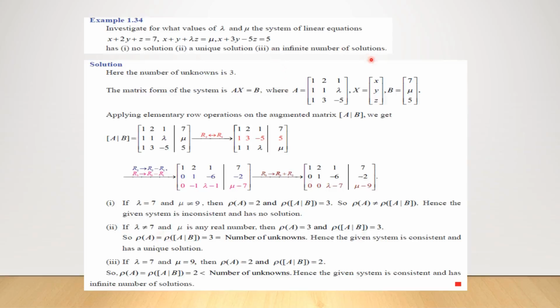For an infinite number of solutions, here all the values become 0 to get the rank as 2. That is, lambda minus 7 equal to 0 means lambda equal to 7, and mu minus 9 equal to 0 means mu is equal to 9. At that time the rank of A is 2 and the rank of A comma B is also 2. Here there are 3 unknown variables, so the rank is less than the number of unknowns. Hence the system is consistent and has an infinite number of solutions.